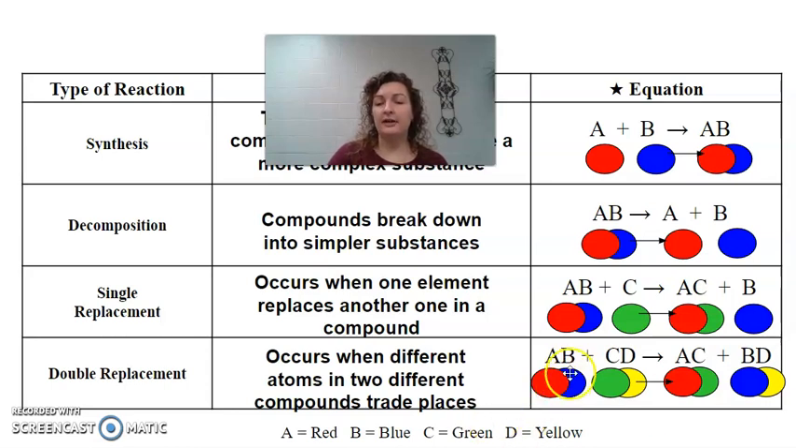So these are 2 compounds. So we have AB and then we have CD. And now we're kind of like switching partners, right? It's like switching compounds. So the green was with the yellow, now the green's with the red. The blue is with the red, now the blue is with the yellow. So we just swapped, and now we've made 2 new compounds out of the same elements that we once had.